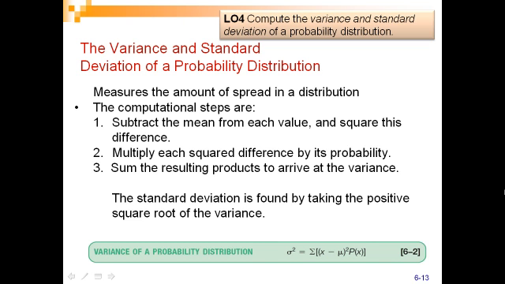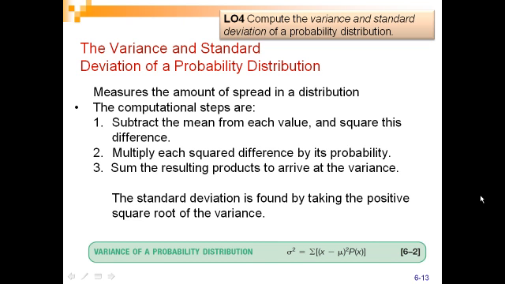The variance and standard deviation of a probability distribution. As noted, the mean is a typical value used to summarize a discrete probability distribution. However, it does not describe the amount of spread or variation in a distribution. The variance does this. It measures the amount of spread in a distribution.